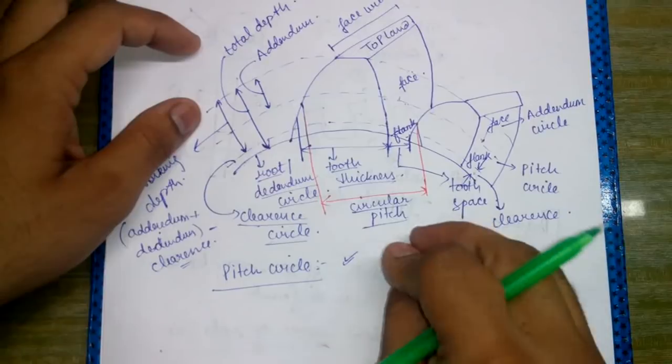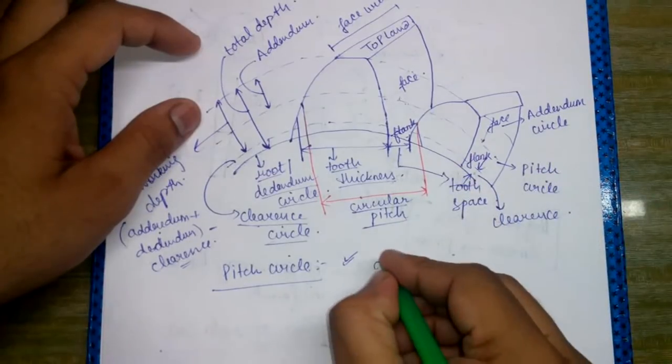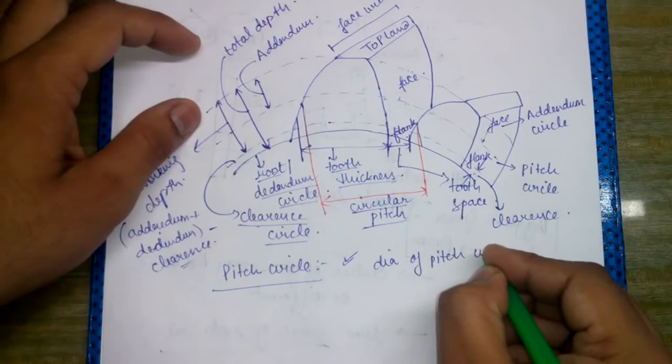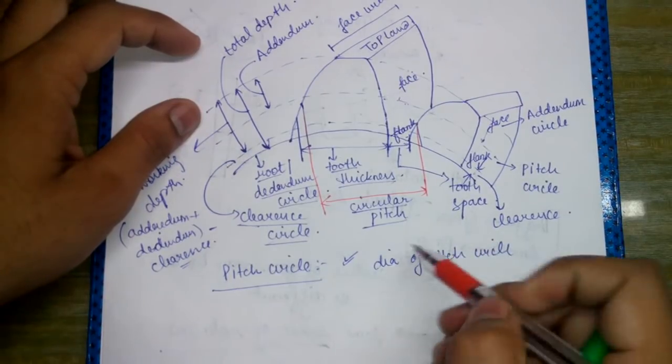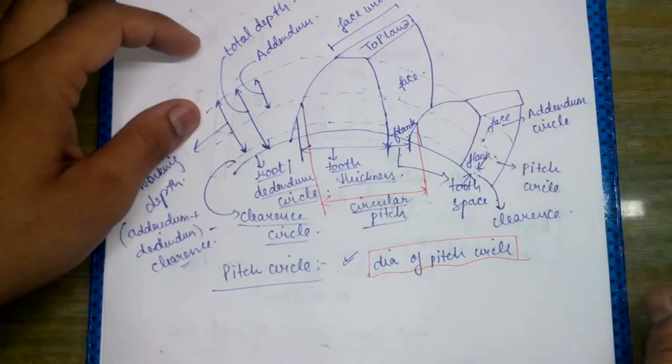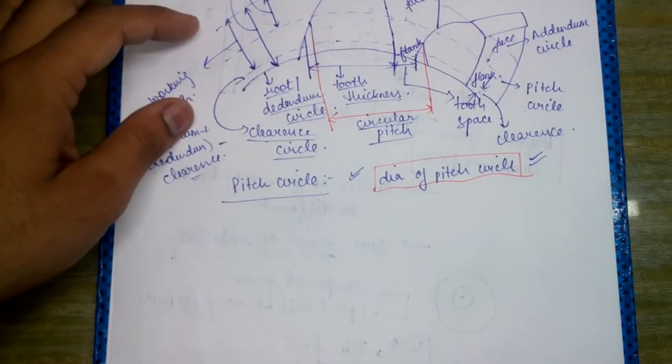And the size of any gear is specified by the diameter of the pitch circle. Why is it very important? Now you must have come to know that the diameter of any gear is actually specified by the diameter of the pitch circle.